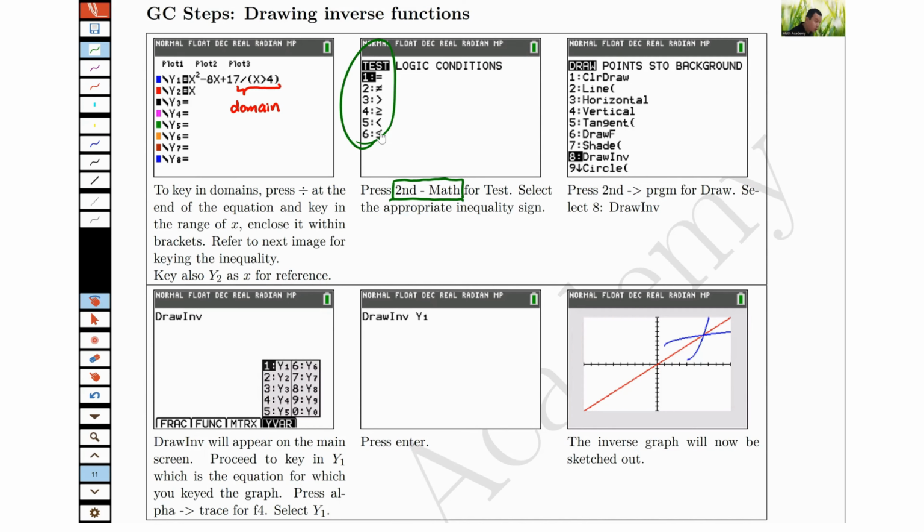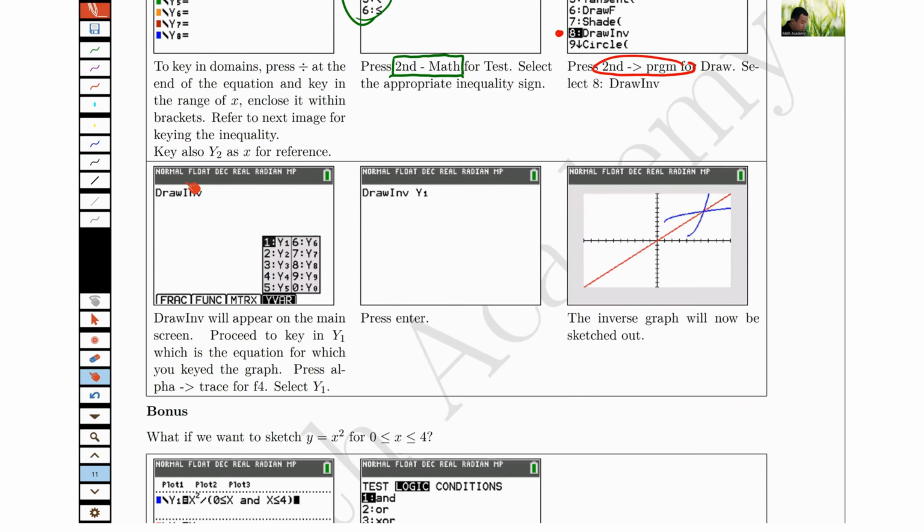So how do we draw? Okay, I just circle the main point first before you try. When you press second program, there is this draw inverse. You can select the draw inverse and have it on the main screen. You paste it, it will go to the main screen.